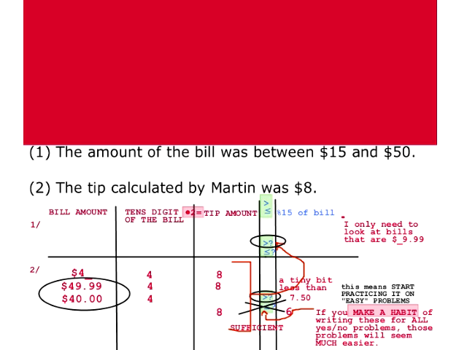So let's just try 19.99. Okay. So then the tens digit is 1 and the tip is 2. 15% of the bill is almost 3, right, because 15% of 20 is 3. So we got it. It's not sufficient.